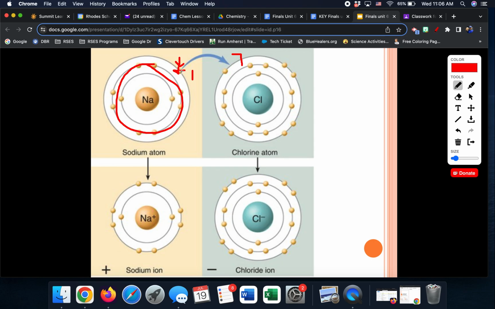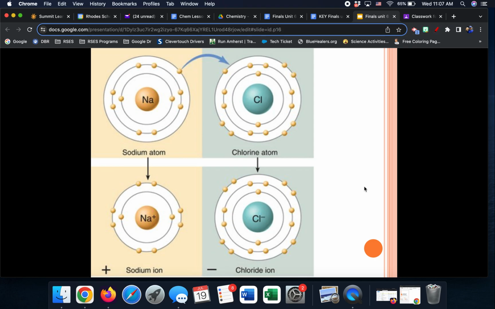So it's going to lose this electron, but it lost a negative, so it becomes positively charged. This has 7, so it says, hey, I'll take that. I'll add that to my outer level to complete my octet, but I've added a negative, so now I have a negative charge. That's what they show at the bottom. Positive charge, negative charge, opposite charges attract. That's what holds those bonds together.